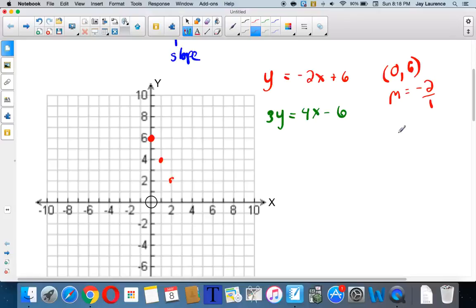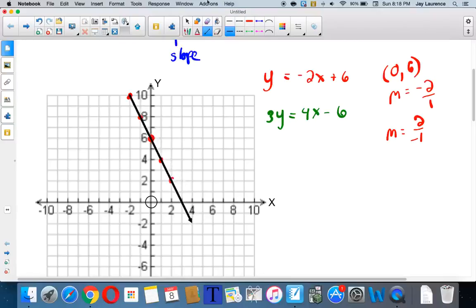Of course, I could use the slope m equals 2 over -1, right? Where I could go up 2 and then left 1, up 2 and then left 1. And you see how all the points are collinear. They're all on the same line. Okay. So let me draw the line in here.